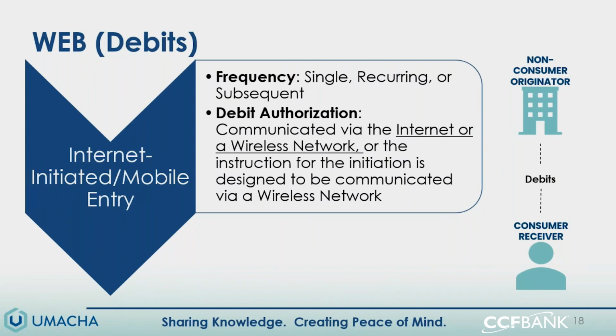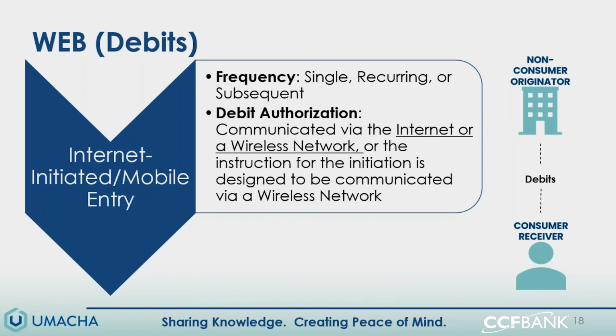So if you have customers or clients that log in to a web portal or they use a mobile app, somehow that authorization for the entry is obtained and communicated to you over the internet or a wireless network, those entries should be a web debit. So we want to specify that these entries were obtained, the authorization was obtained over the internet. So that's a little bit different than someone coming in and signing a piece of paper at your location, for example. So these are still going to be from a non-consumer originator, so your company, to a consumer receiver.